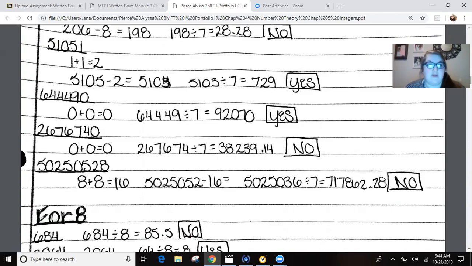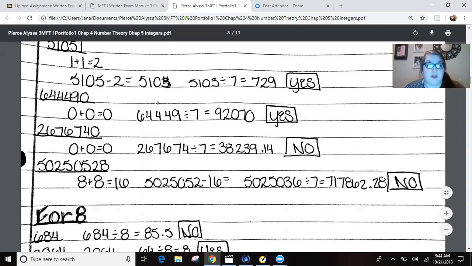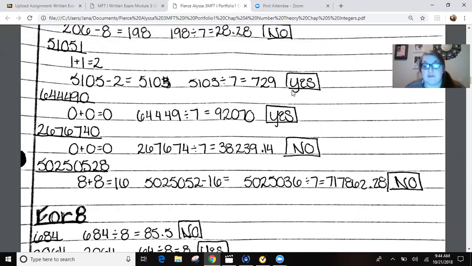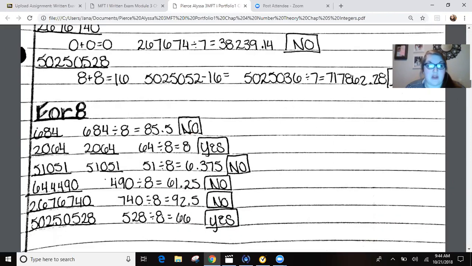So let's go down to one that's yes, so you can see. So we have the 51,051. So 1 doubled is 2. 51,005 minus 2 is 51,003. That divided by 7 is 729. So that's a yes. And you just keep doing that throughout.